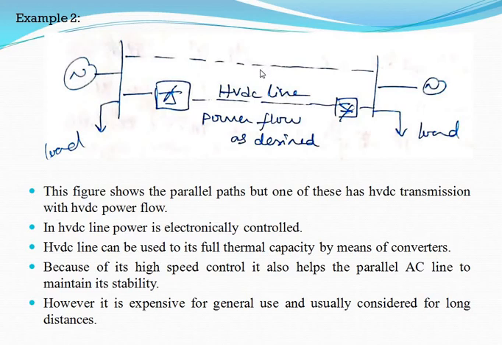However, HVDC is very expensive for general use, because HVDC is usually considered for long distances. For short distances, we cannot use an HVDC line because it leads to high expense.